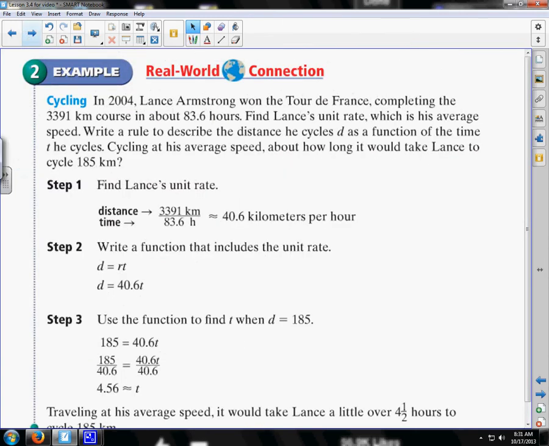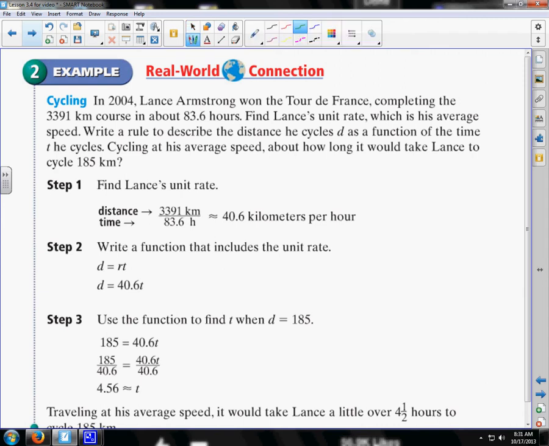All right, a real world connection. In 2004, Lance Armstrong won the Tour de France, completing the 3,391 kilometer course in about 83.6 hours. Find Lance's unit rate, which is his average speed. Write a rule to describe the distance he cycles d as a function to the time he cycles t. Cycling at his average speed, about how long would it take Lance to cycle 185 kilometers?